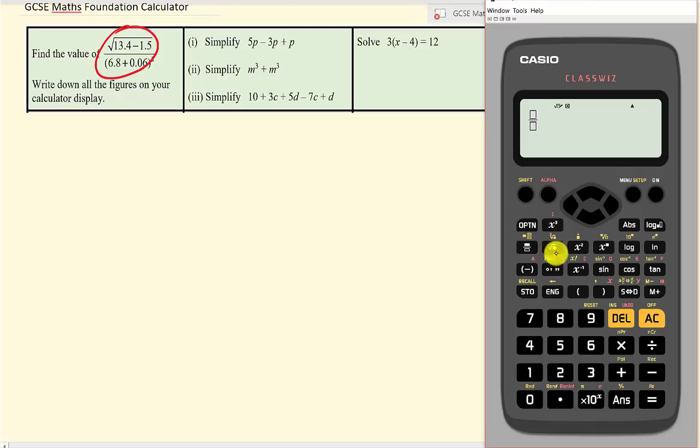So first of all, we have a fraction, input the fraction button, and then we have square root on the numerator. Then we have 13.4, and we are subtracting 1.5. Then press the down arrow button to go to the denominator, brackets, and then we have 6.8 plus 0.06, close brackets, and input the square button there, and that's it. Then press the right arrow and press equal, and that will bring the answer, all the digits in your calculator. So we need to record all the digits.